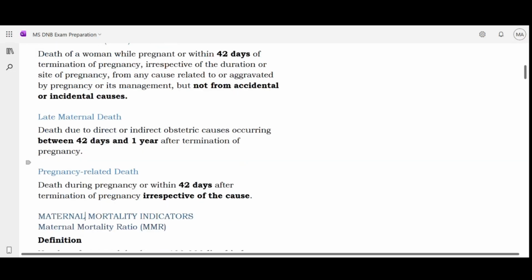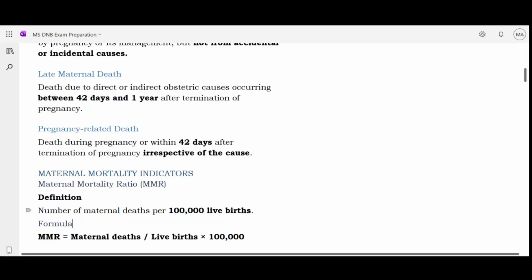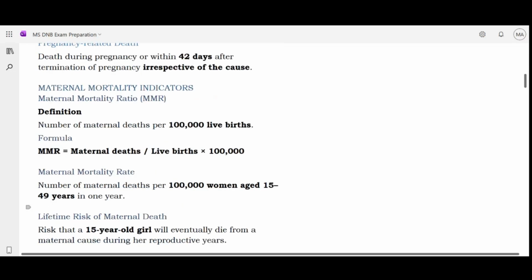So any death which is related to the pregnancy, here the accidental or incidental causes are excluded. But in pregnancy related death, it is death during pregnancy or within 42 days after termination of the pregnancy, irrespective of the cause. Okay, one is a maternal death, second is a late maternal death, and third is a pregnancy related death. Okay. Now, what are the indicators? As I mentioned, there are three types of indicators. One is a maternal mortality ratio, second is a maternal mortality rate, and third is a lifetime risk of maternal death.